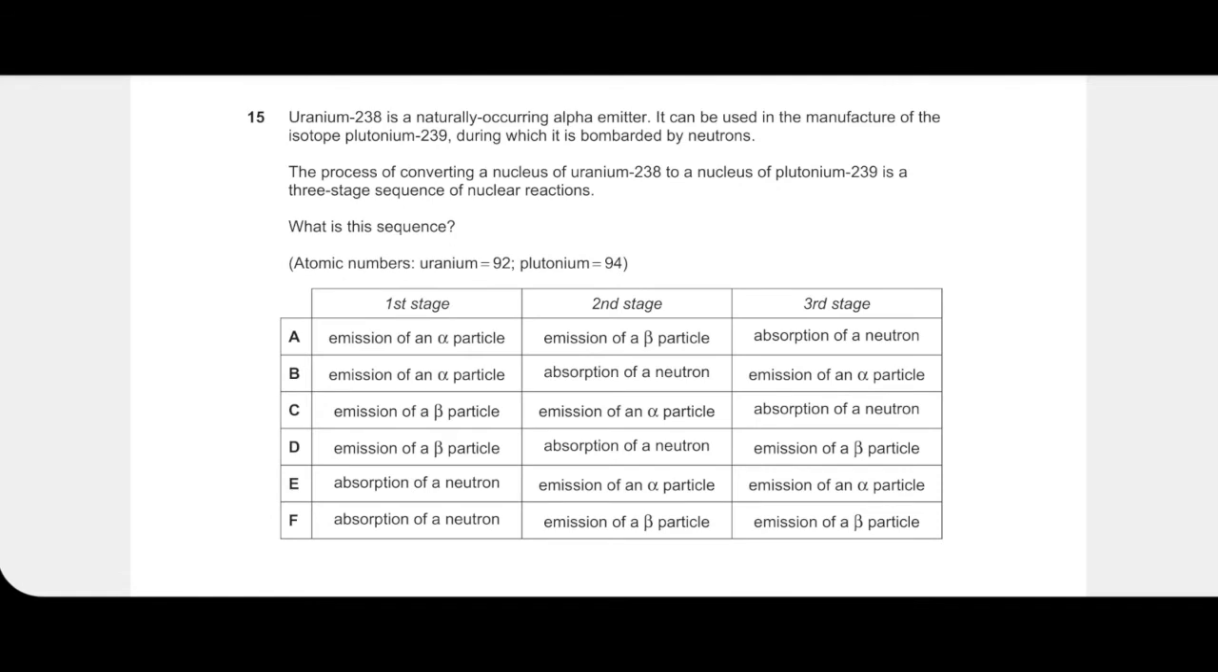Question number 15. Uranium-238 is a naturally occurring alpha emitter. It can be used in the manufacture of the isotope plutonium-239, during which it is bombarded by neutrons. The process of converting a nucleus of uranium-238 to a nucleus of plutonium-239 is a three-stage sequence of nuclear reactions. What is this sequence?